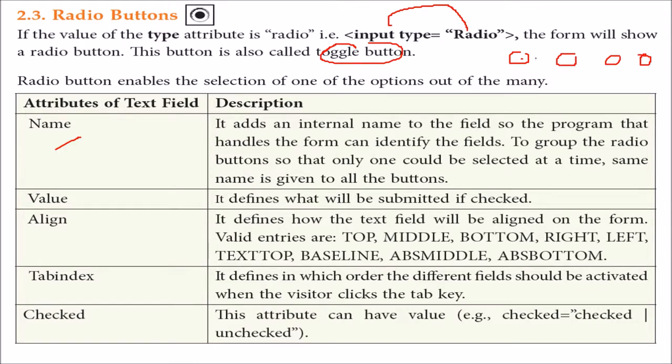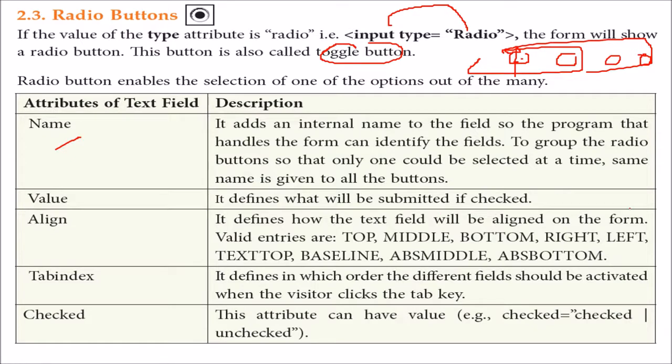And say you want to group these two buttons, you have to give the same name to this. If you want to group all these four, all four should have the same name. The value: what will be submitted if it is checked or selected, the value will be like this.